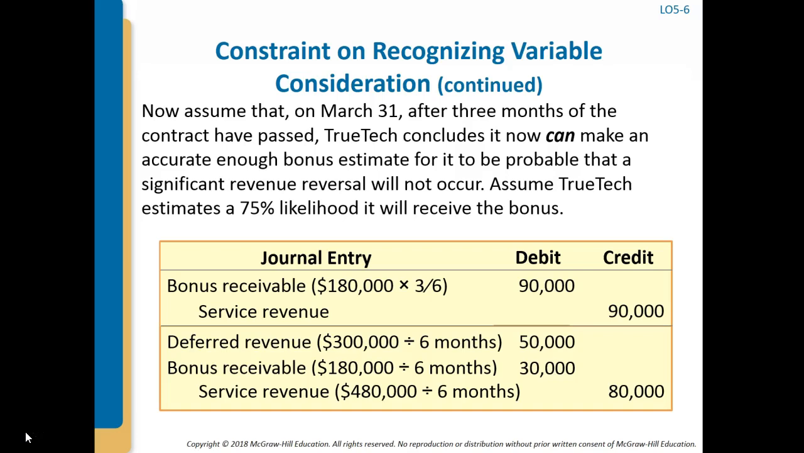But in the final 3 months of the contract, TrueTech recognizes the remaining revenue assuming a transaction price of $480,000, recognizing $80,000 of revenue exactly as if it had included an estimate of variable consideration in that transaction price all along.